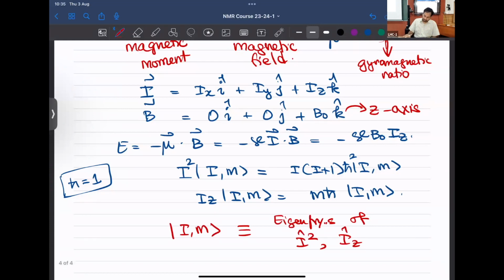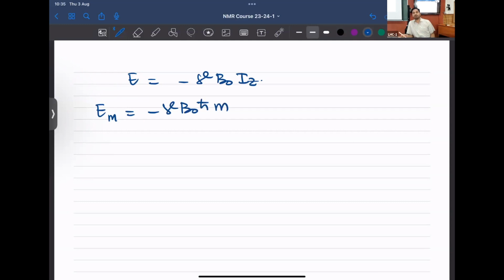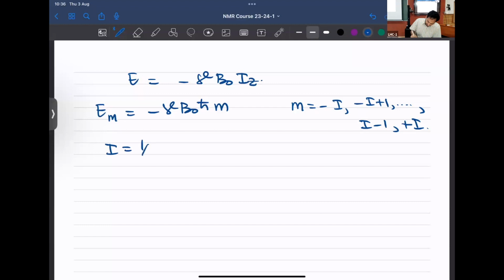So what did we say? The energy is going to be given by minus gamma B naught IZ, right? For any given state that we are trying to look for. So let's try to apply it for E for a given M. So that's going to reduce itself to this. Here is where the H cross starts to come. You're going to have the M state that's going to be present. And M is going to be between minus I, minus I plus 1, and so on to I minus 1 to plus I. So now, let's say we take spin I equal to half.